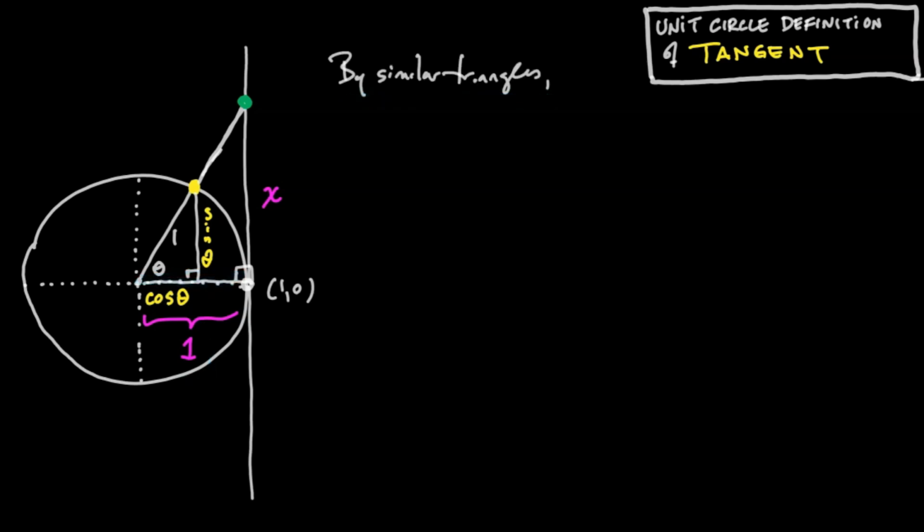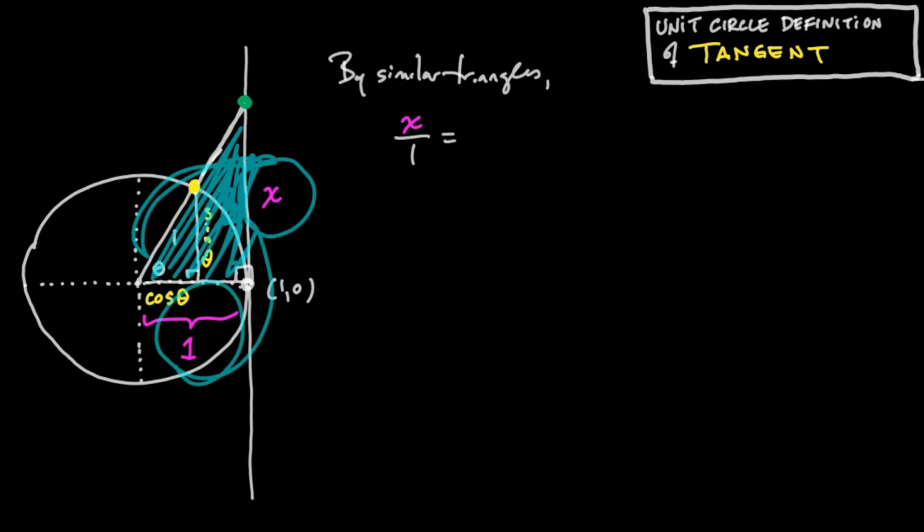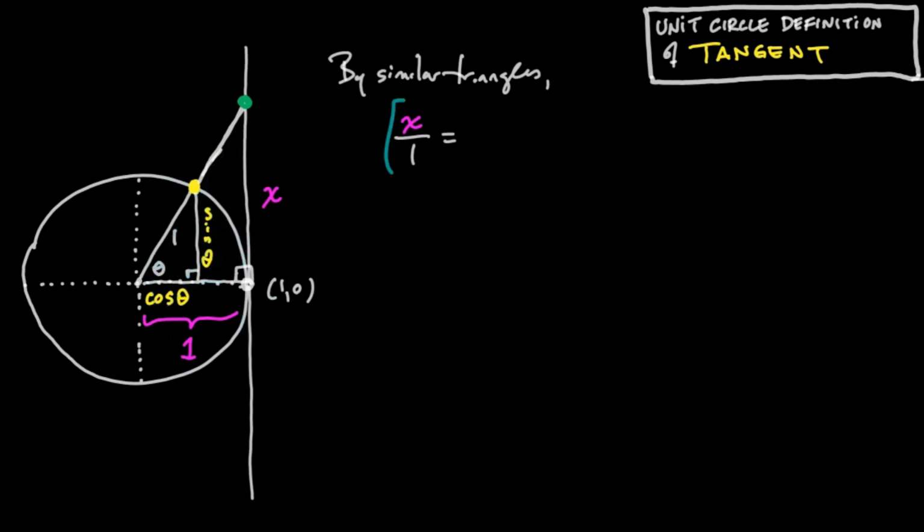Anyway, by similar triangles, we see that x is to 1 as what is to what? Well, let's see. That x is to 1, that is on our big right triangle. That's the leg opposite theta over the leg adjacent to theta. So x over 1 should be equal to the corresponding ratio on the smaller but similar right triangle. And there, the leg opposite theta is sine, and the leg adjacent to theta is cosine. So x is to 1 as sine is to cosine.